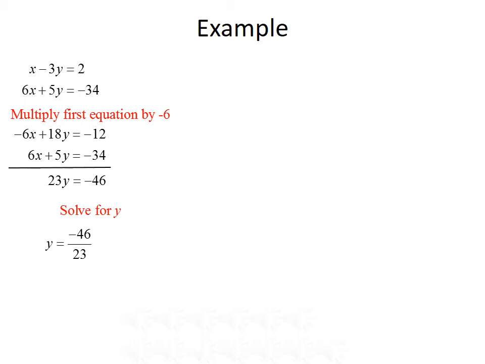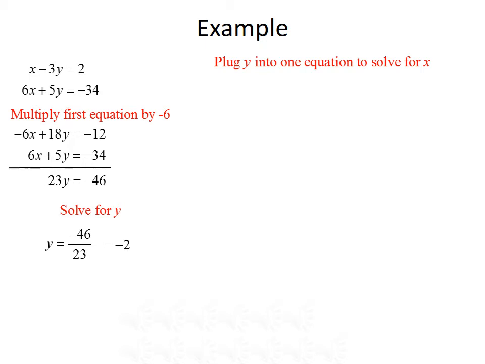If 23y equals negative 46, we can divide both sides by 23 to get y by itself, so y equals negative 46 divided by 23, which simplifies to be negative 2. Now that we know what y is, we'll plug the value for y into one of the equations that we started with and solve for x.